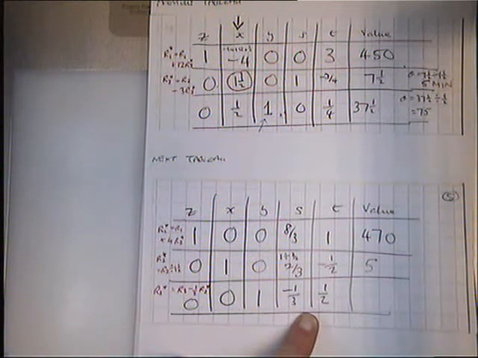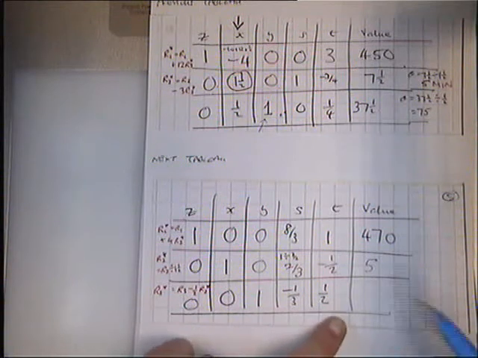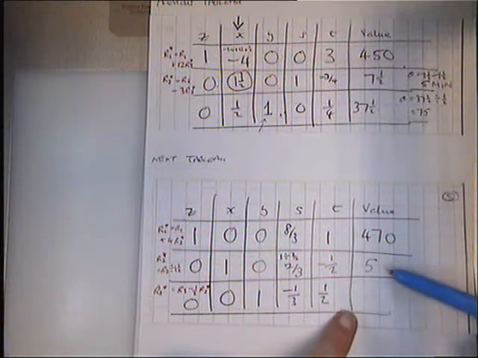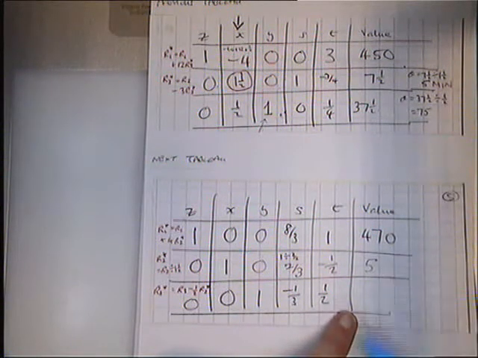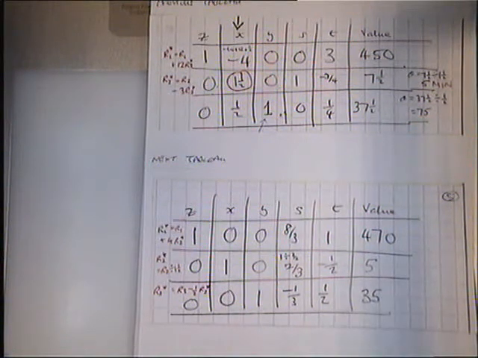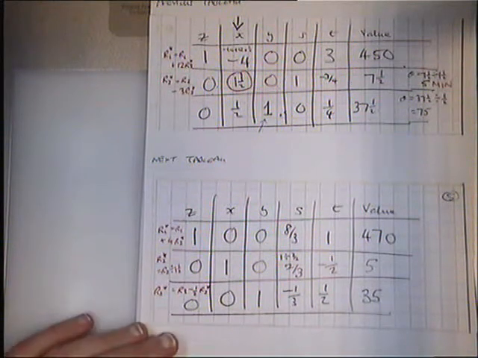That's not a criticism, it's just if you're doing these, use calculators and probably do the sum twice. Be careful with the signs. Finally over here it'll be 37.5 minus 1/2 of 5. 35, that's correct. Okay, so that is that new tableau completed.